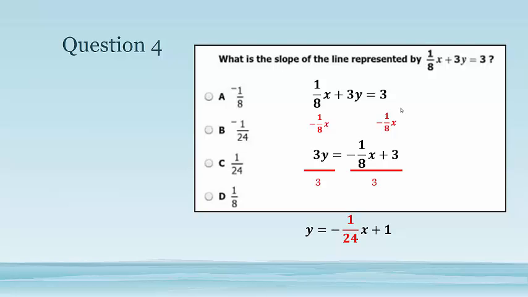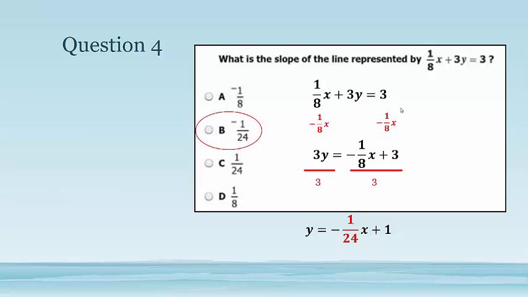Okay, now remember that I made this mistake in the last one too. If there's a negative in front, we want to include that in our slope because it's really important. You won't get the right answer. So there we go. Our answer is B.